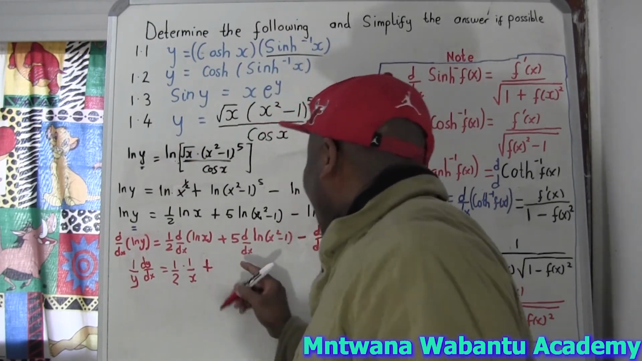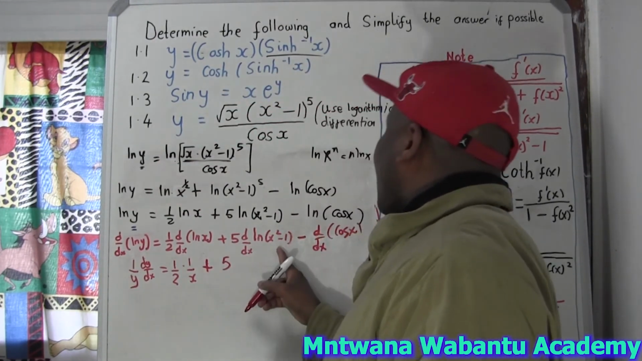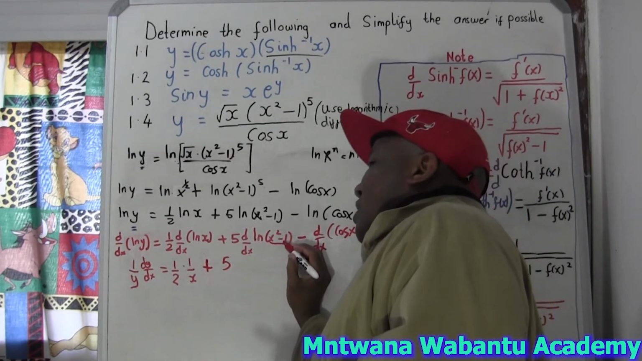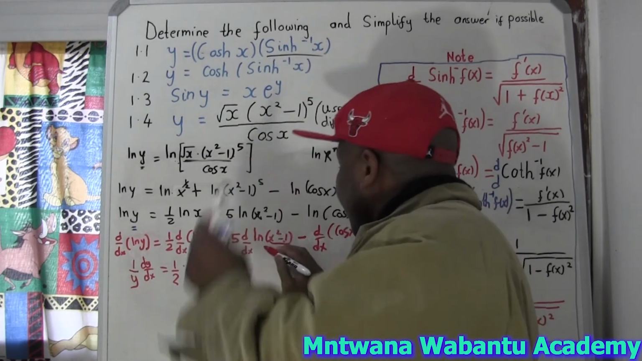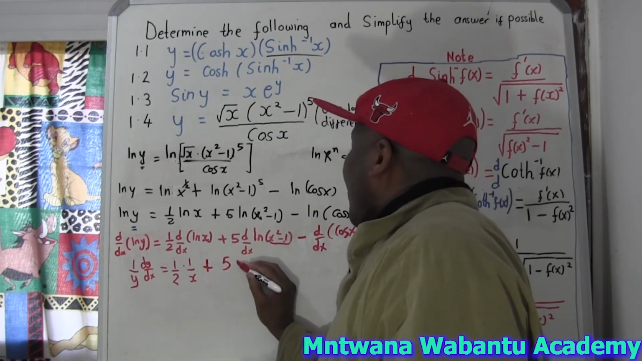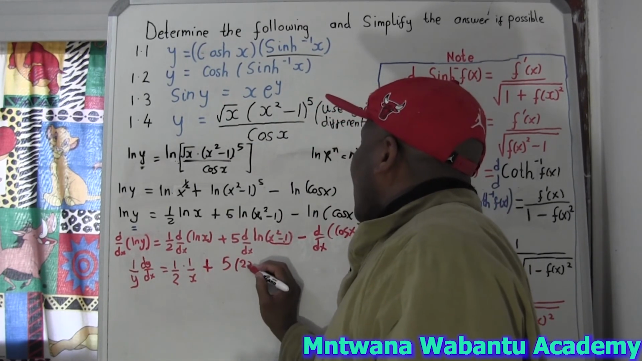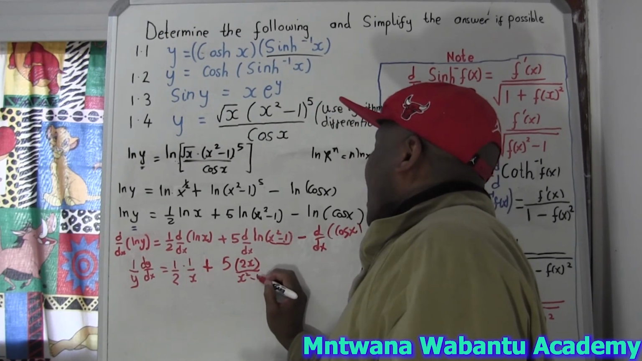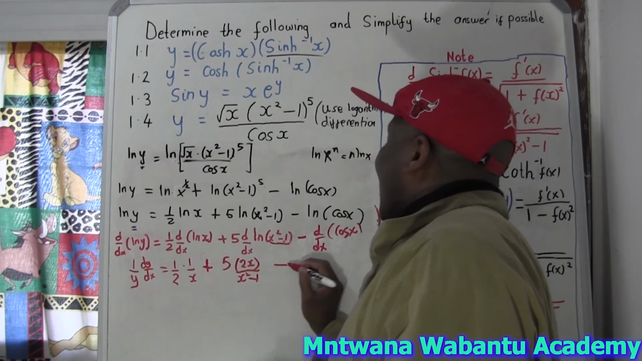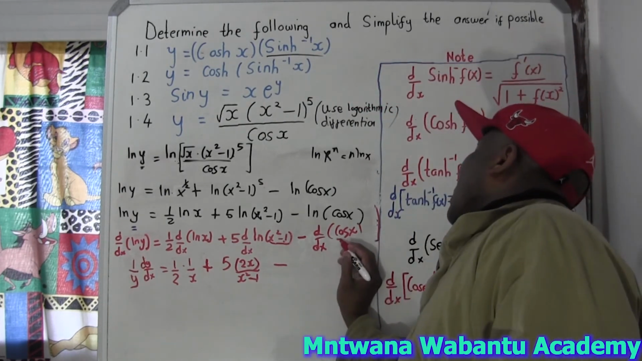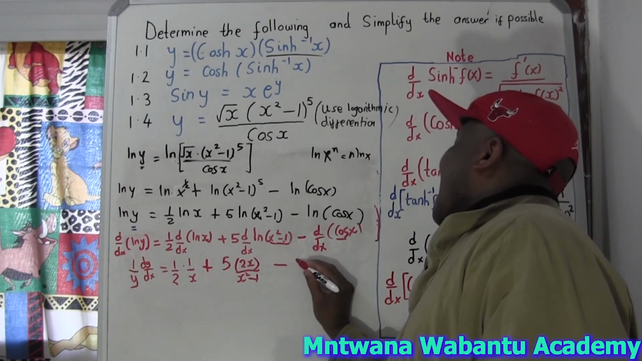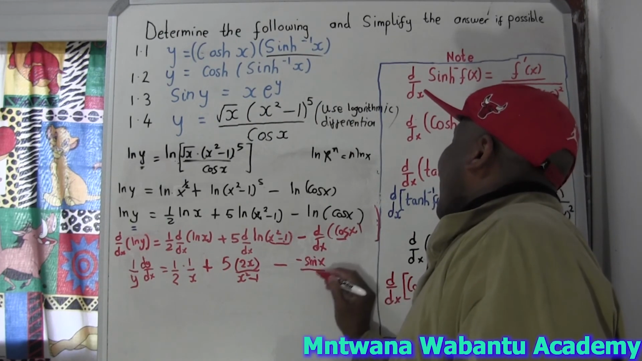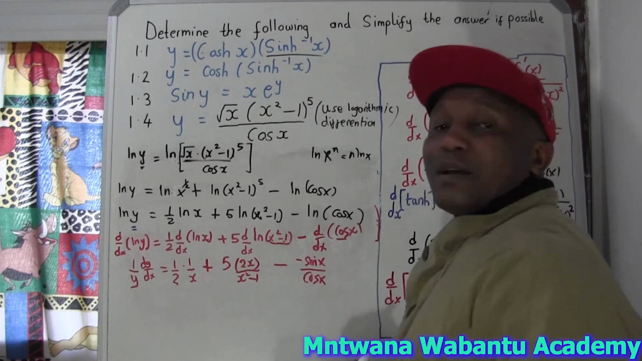Now we go plus. Now this is 5. This is x squared minus 1, so we differentiate whatever we have here. When you differentiate x squared, you get 2x. When you differentiate 1, you get 0. So the top one is going to be 2x, and then over x squared minus 1. And then we minus. Now we come here. When you differentiate cos, you get negative sine x over whatever you have here, which is cos of x. You know what I'm saying?